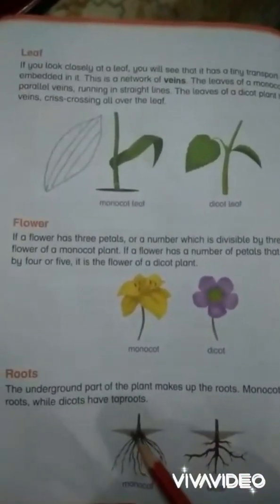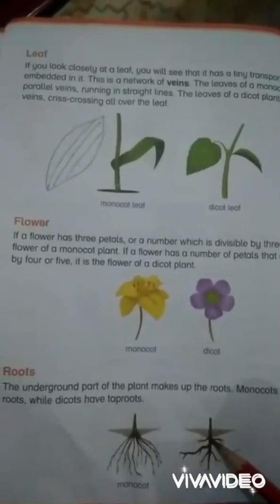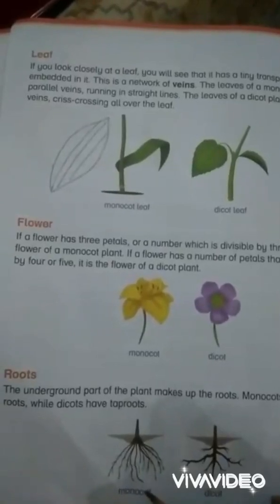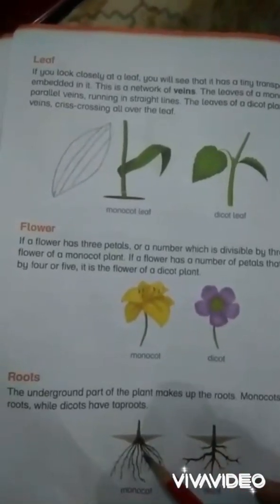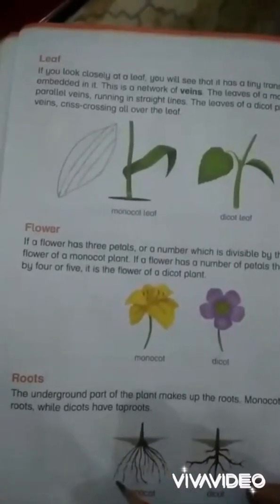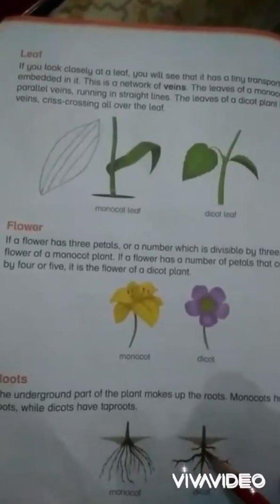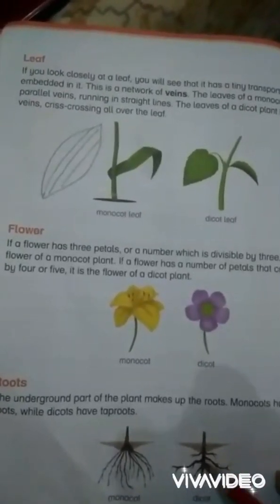The monocot roots are fibrous roots, but the dicot roots are the taproot. What is the difference between monocot root and dicot root, or fibrous root and taproot? Basically, fibrous roots are very thin and grow shallow in the soil, but the taproot is hard and grows deep in the soil.